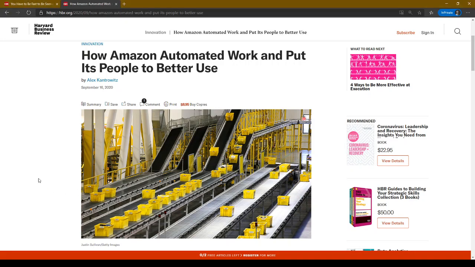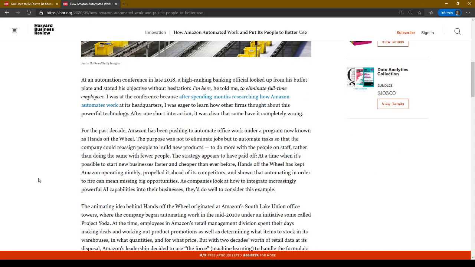How Amazon automated work and put its people to better use. At an automation conference in late 2018, a high-ranking banking official looked up from his buffet plate and stated his objective without hesitation. "I'm here," he told me, "to eliminate full-time employees."